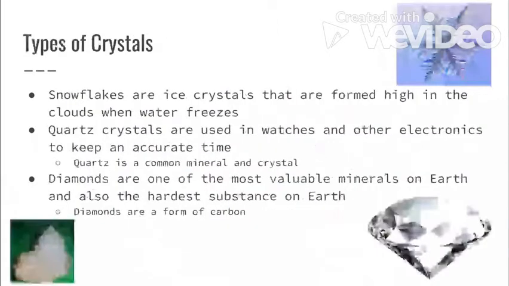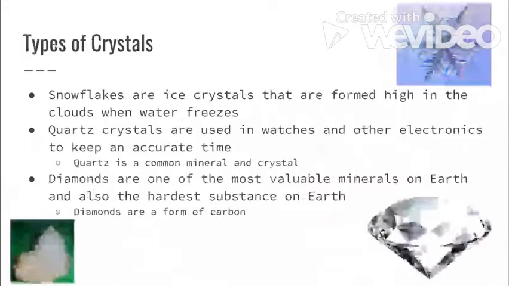Now, you're probably wondering, we kind of see crystals every day, but did you know there are some crystals that we don't necessarily consider? Snowflakes are actually ice crystals that are formed high in the air in clouds when the water freezes. And something fun about snowflakes is that every snowflake has 6 sides, and every single one is unique. So every single snowflake that falls down onto Earth is different than the one that fell before it. How cool is that?